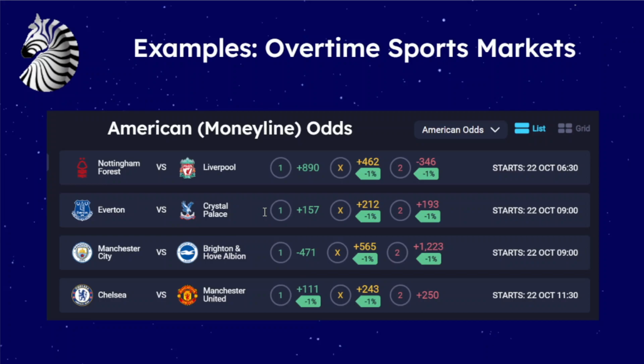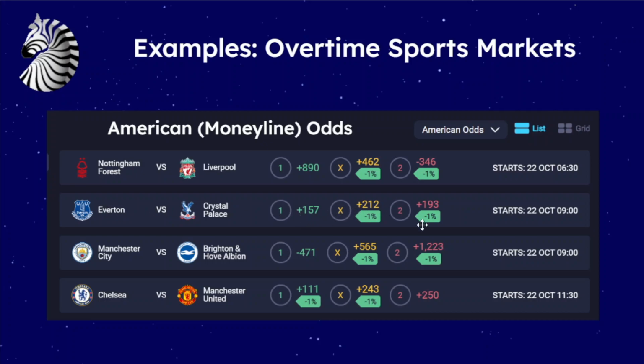And this is what it looks like for odds displayed in American moneyline odds. So just to go through that quickly again, here's Everton plus 157. So if Everton wins this game and I put up $157 for my position, I can come back and claim 257. That's only if Everton wins on this market.